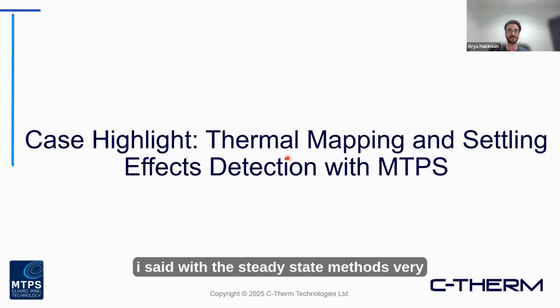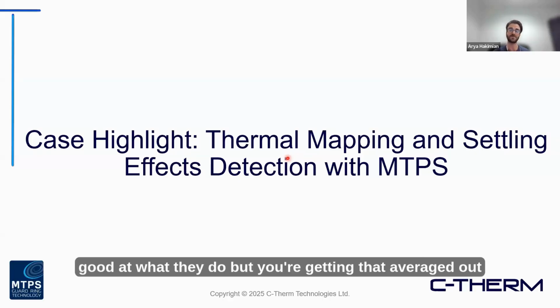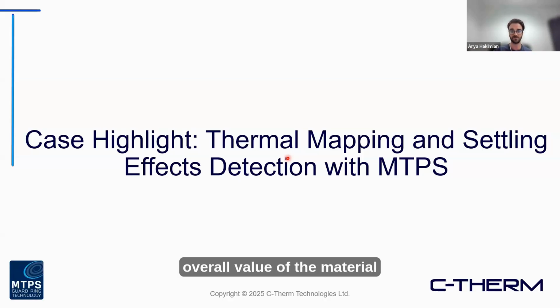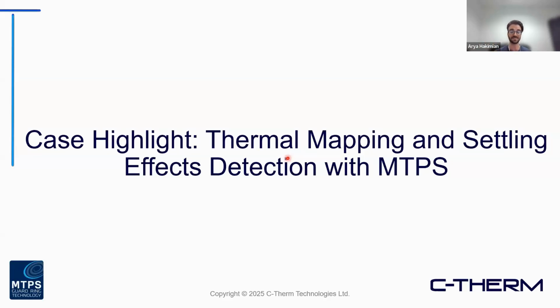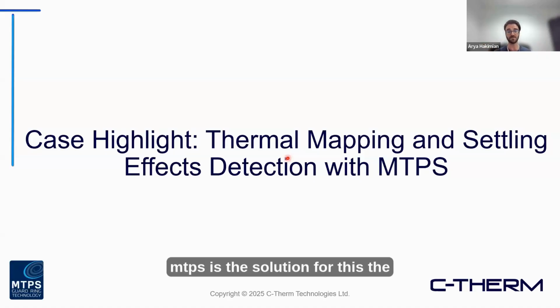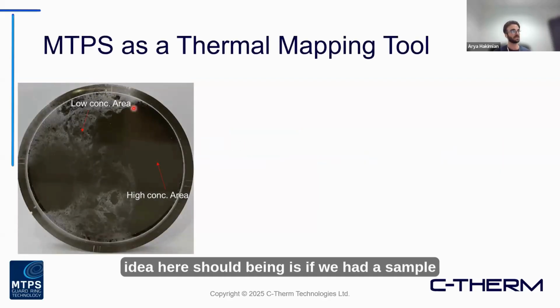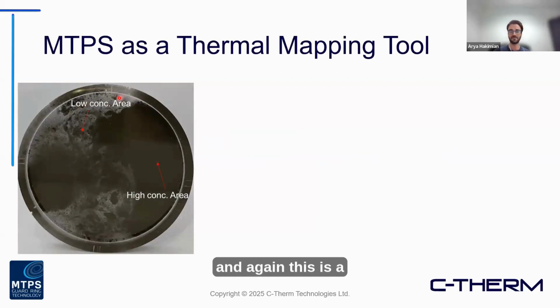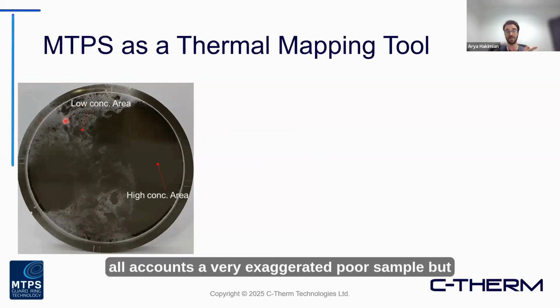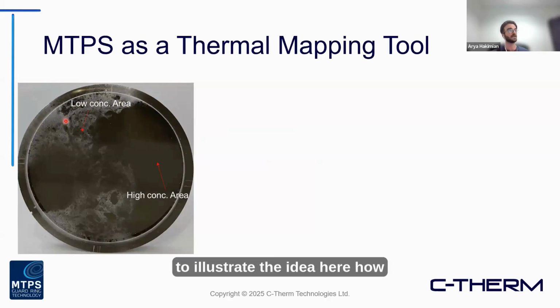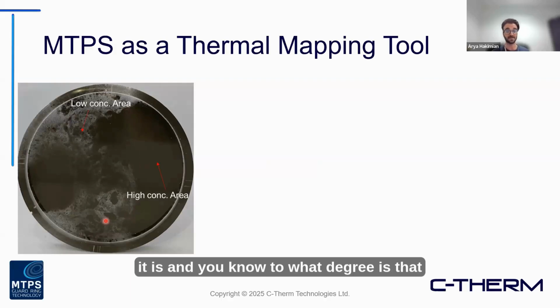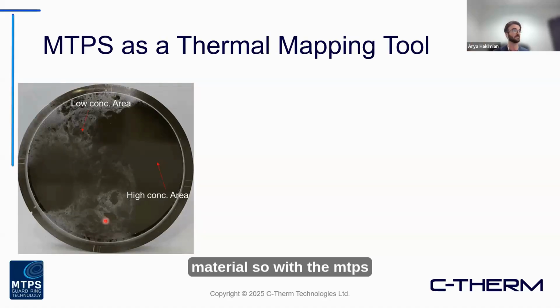Like I said, the steady state methods are very good at what they do, but you're getting that averaged out overall value of the material. How do you go about getting a representative understanding of the consistency? MTPS is the solution for this. The idea here is, if we had a sample, and this is by all accounts a very exaggerated poor sample, but to illustrate the idea, how do we quantify how inconsistent it is, and to what degree is that impacting the thermal conductivity of the material?